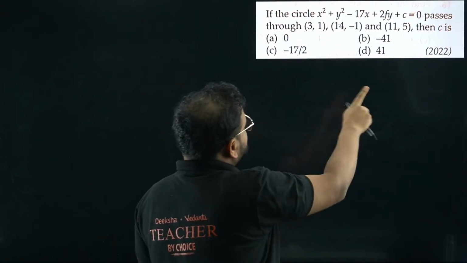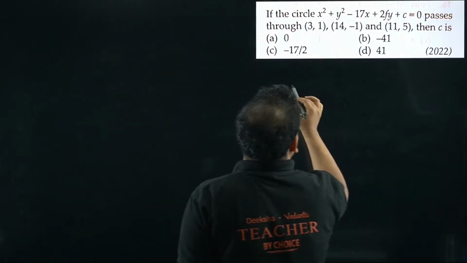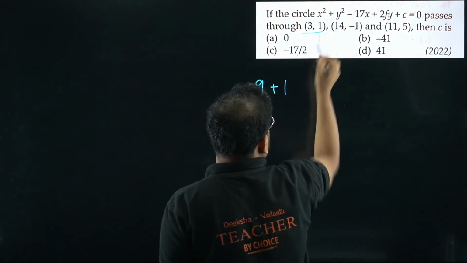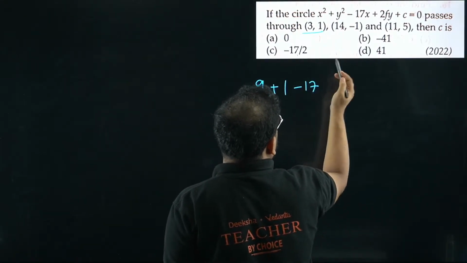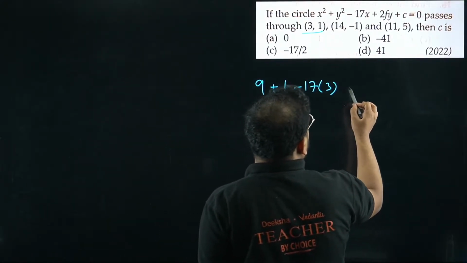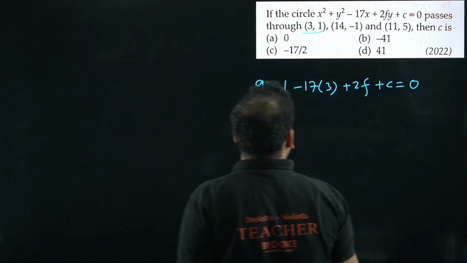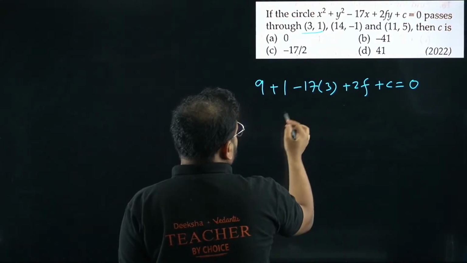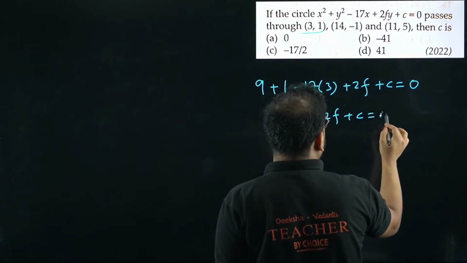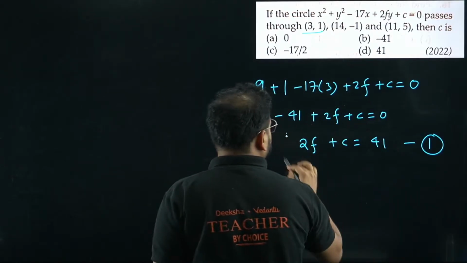So they have given the points here: (3, 1) and (14, -1), to figure out the variable's value. Let's use the first equation. If I'm using the point (3, 1), I get 9 plus 1, minus 17 into 3, and plus 2f because y is 1, plus c equal to 0. From here I'm getting 10 minus 51, it becomes minus 41 plus 2f plus c is 0. I get here 2f plus c equals 41. Equation number 1 is clear.